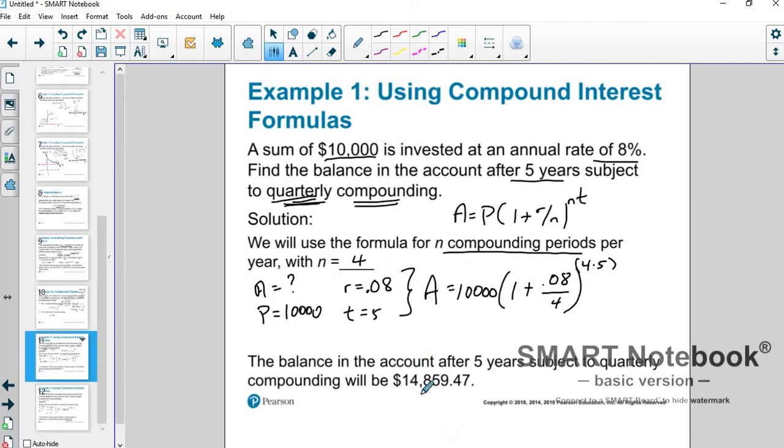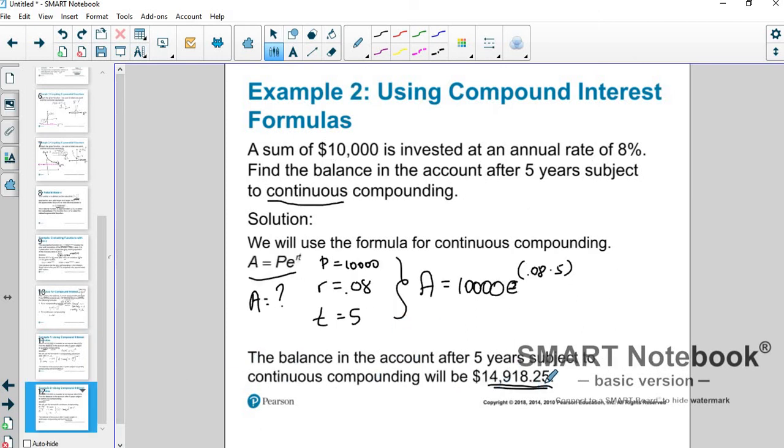Last time we got $14,859. This time we got $14,918, almost $60 more. Over 5 years, that's not that much, but every little bit helps, right? So make sure you're comfortable with using both of those compound interest formulas and handling them in your calculator. This is a pretty calculator heavy section for evaluation anyway, and so make sure you're comfortable with that.